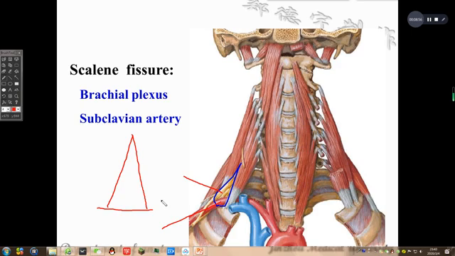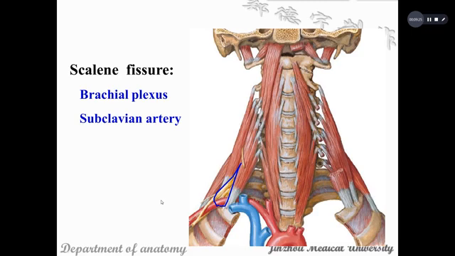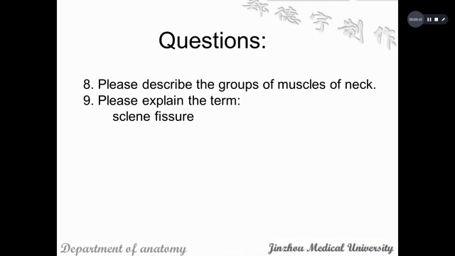And then these are the muscles of neck, including four groups: the superficial group, deep group, suprahyoid group, and infrahyoid group. And let's see, please describe the groups of the muscles of neck. And then please explain the term scalene fissure.